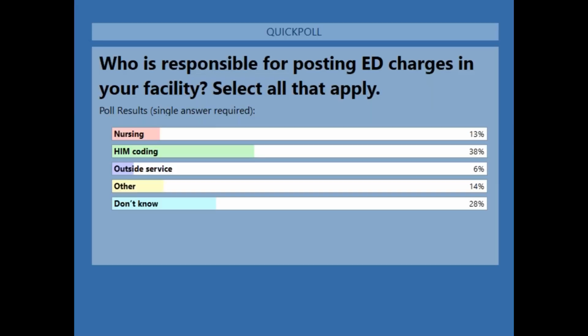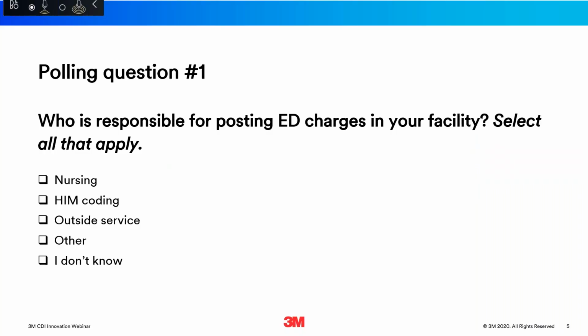So we had 13% say nursing, 38% said HIM coding, 6% outside service, 14% other, 28% don't know. Okay, and see, that is very much spread out. So just make sure when you have different areas doing this that they all have the same information and they're working together.